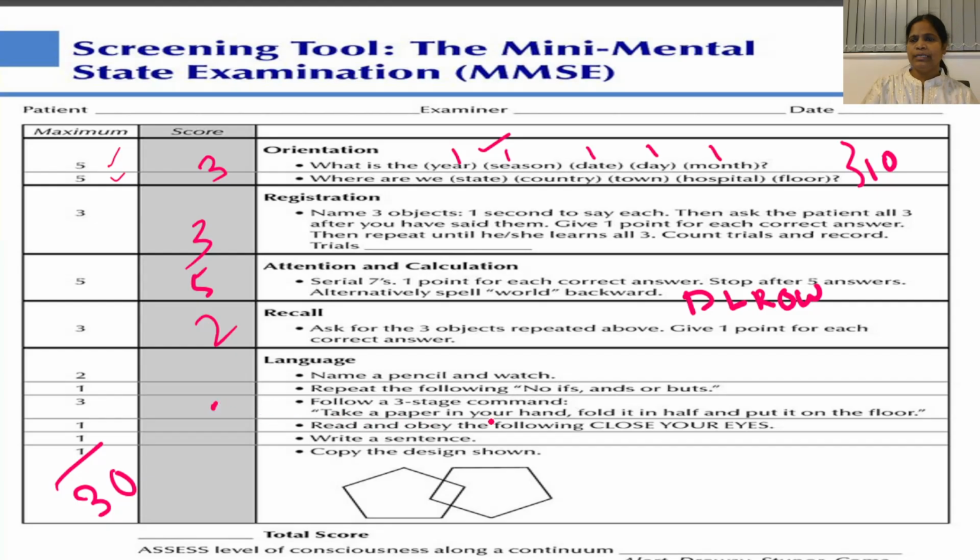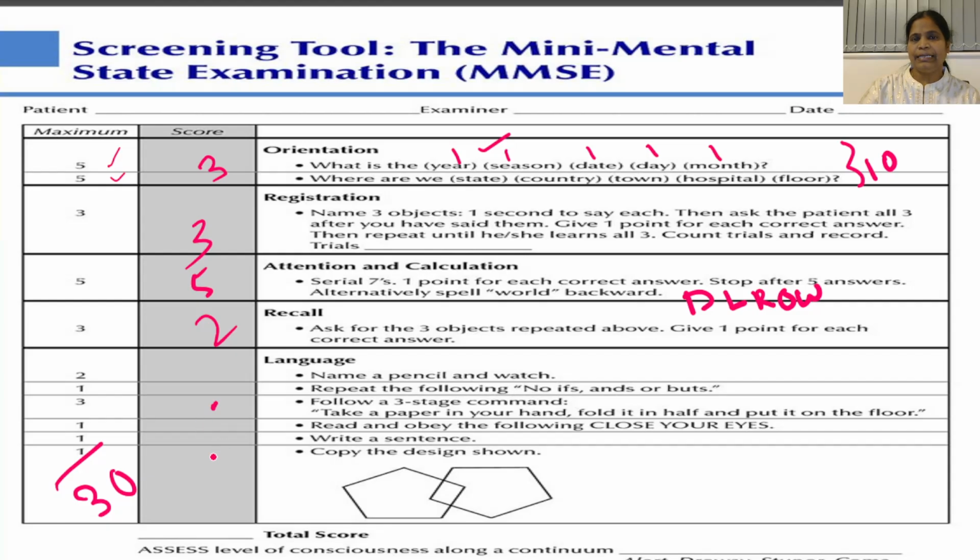The next one is read and obey. You are going to write on a paper beforehand, before going to the patient. You write on a paper, show this to the patient and ask them to follow what it says. So they have to read it: close your eyes, then they should follow that. If they do that, then we are going to give them 1 mark.